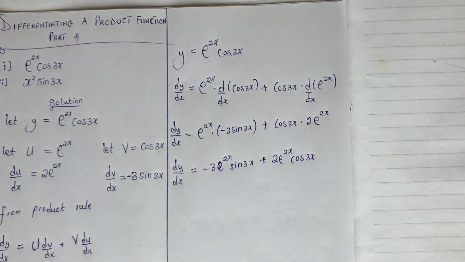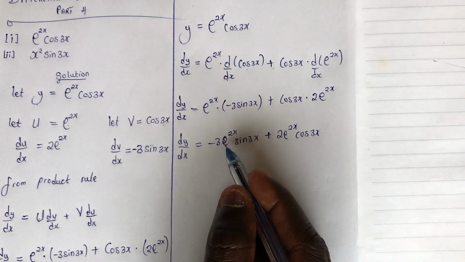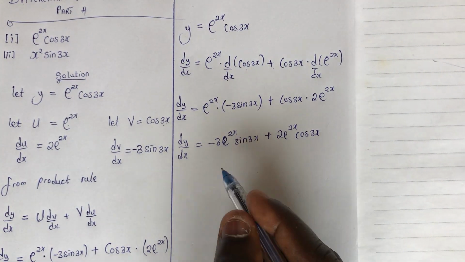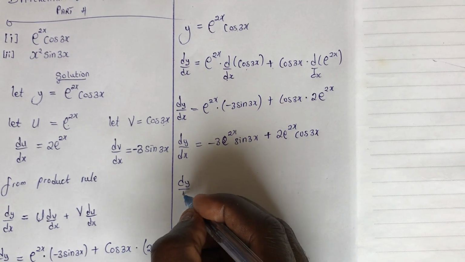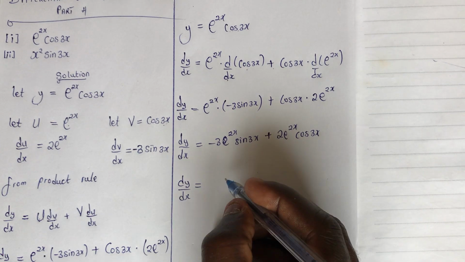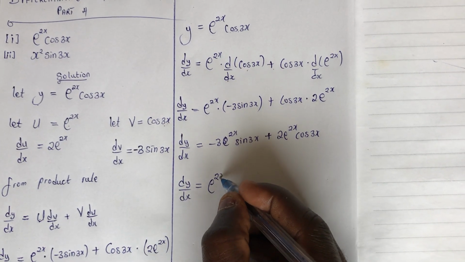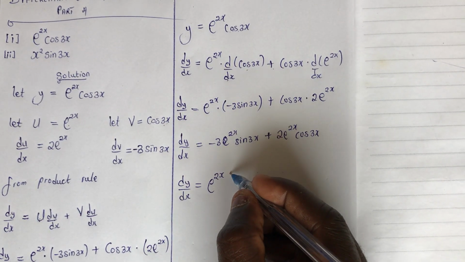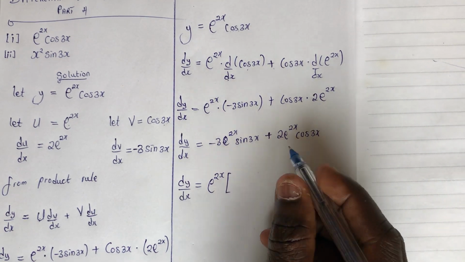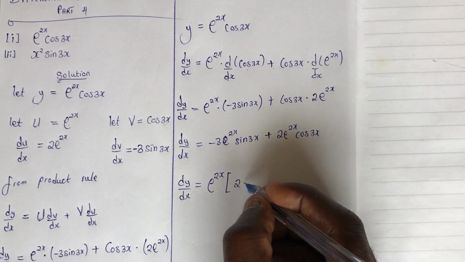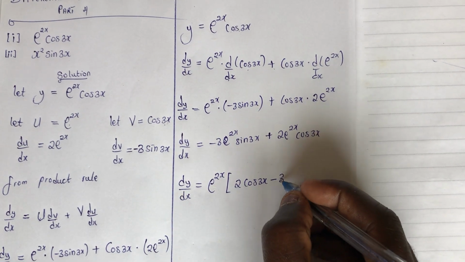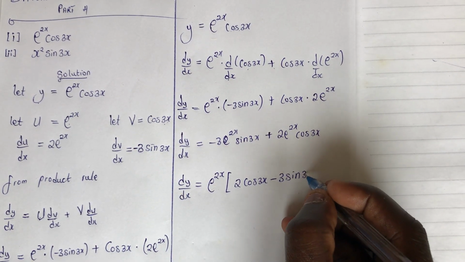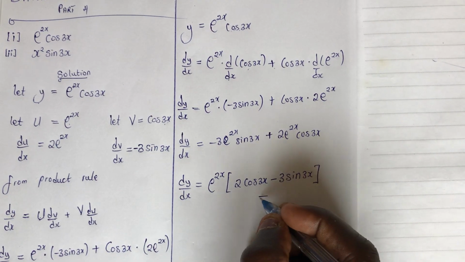So now it's very simple for us. We just factorize the one that is common out. You can also leave your answer here. So I have my dy/dx giving me e raised to the power 2x into bracket. Let me write the positive one first. 2 cos 3x minus 3 sine 3x. And this is your final answer.